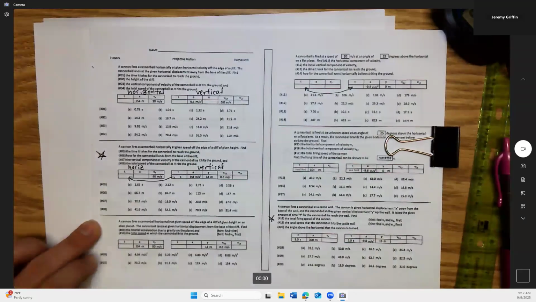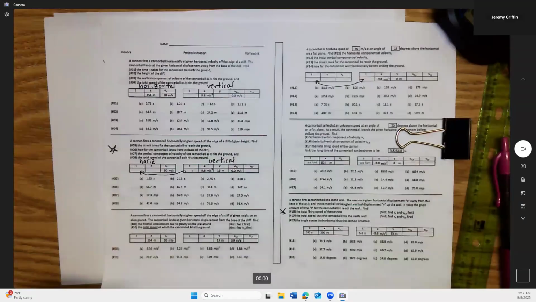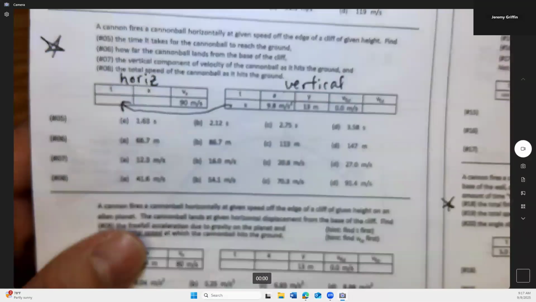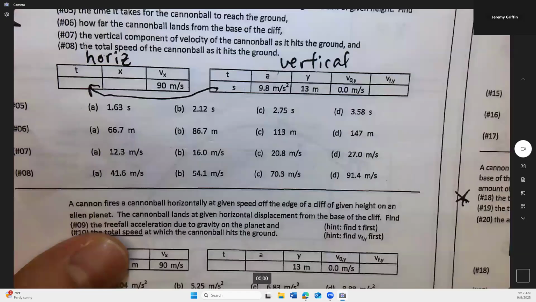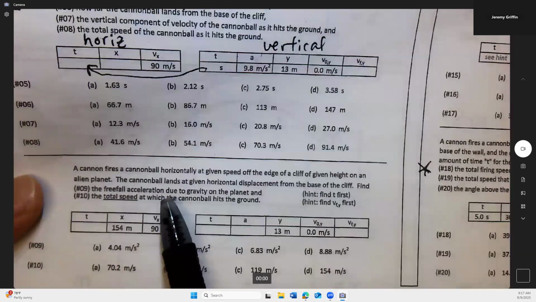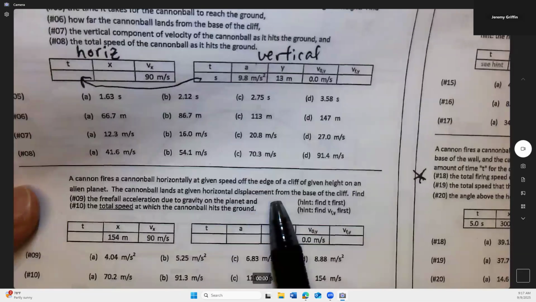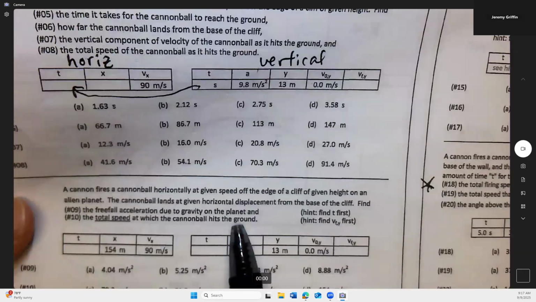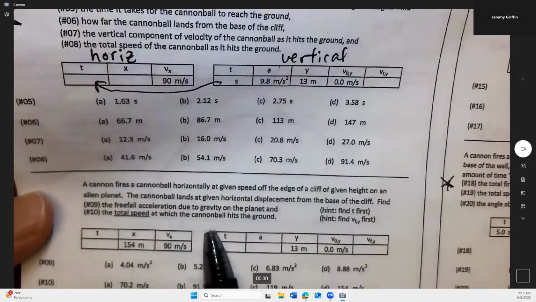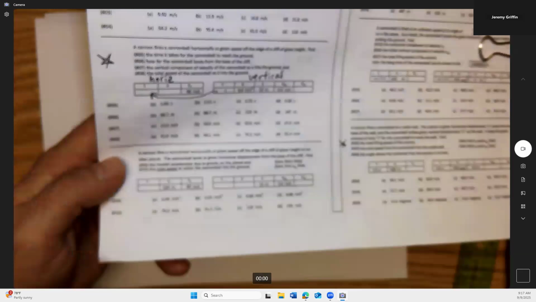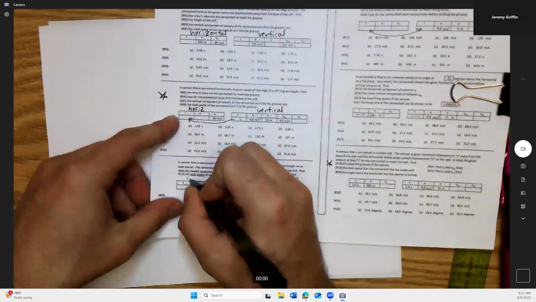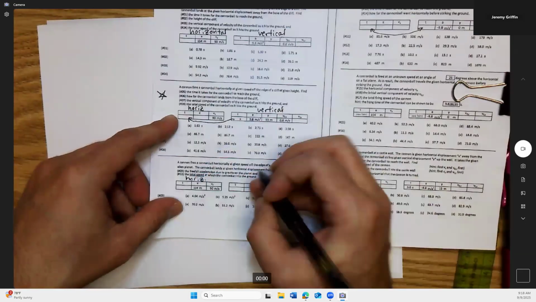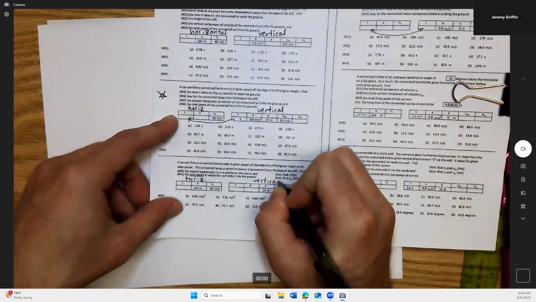Number 9 and 10. A cannon fires a cannonball horizontally at a given speed off the edge of a cliff of given height on an alien planet. Ooh, alien planet. The cannonball lands some given horizontal displacement away from the base of the cliff. So what is the acceleration due to gravity on this planet? And also, what's the total speed at which the cannonball hits the ground? Now, you guys know how I organize this table. As I give you horizontal information on this left side, I give you vertical information on this right side.